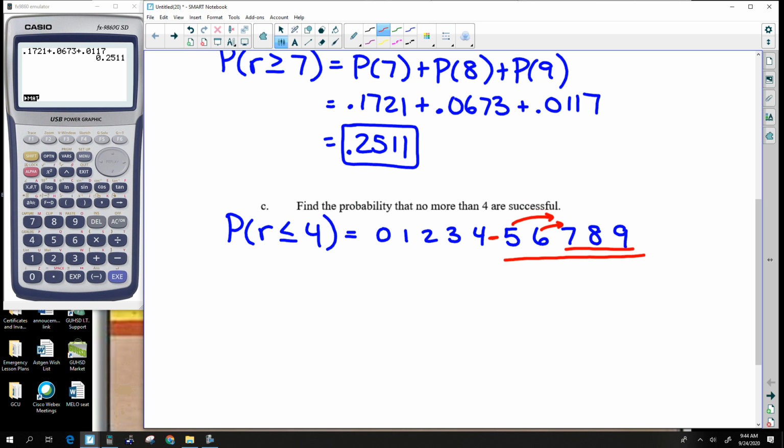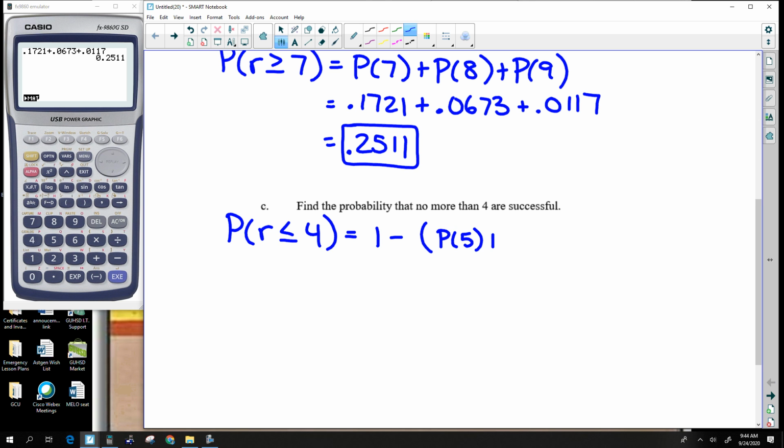So I'm going to take off this. So I'm going to put on 5 and 6 and then take it away from 1. So I'm going to take 100%. I'm going to put probabilities 5 and 6 onto this probability that R is greater than or equal to 7.